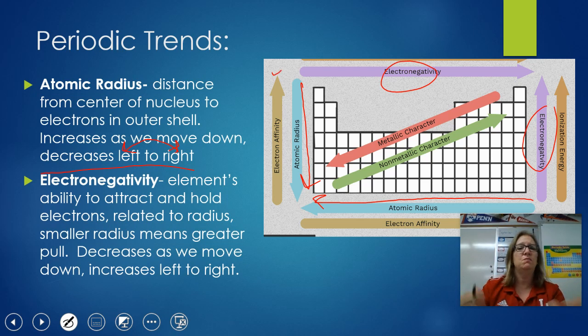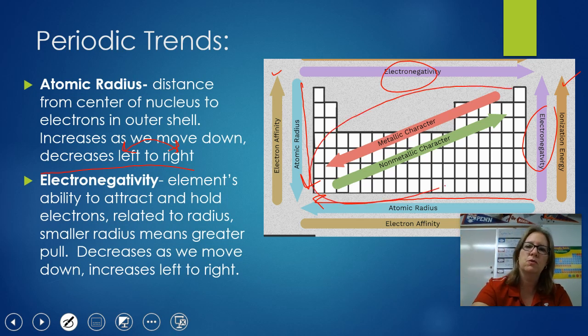Electron affinity is very similar to that electronegativity. It's how tightly they hang on to those electrons. Ionization energy is the energy needed for an element to actually give up an electron. And so the higher the energy, that goes in the same direction as the electronegativity. So the higher the electronegativity, the tighter it's hanging onto the electron, so the more ionization energy is needed. So both of those travel in the same direction.